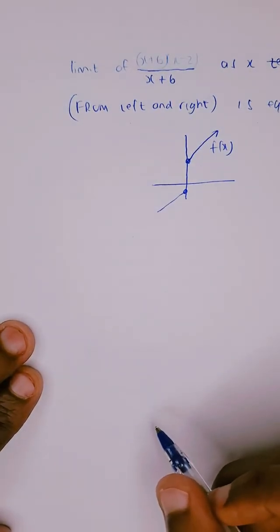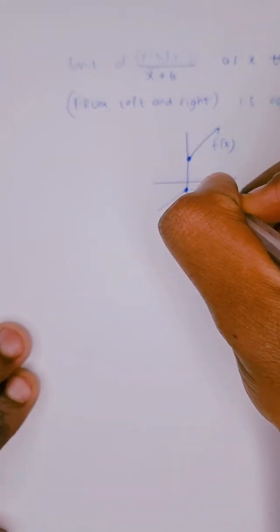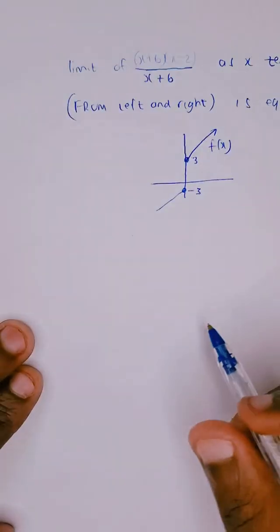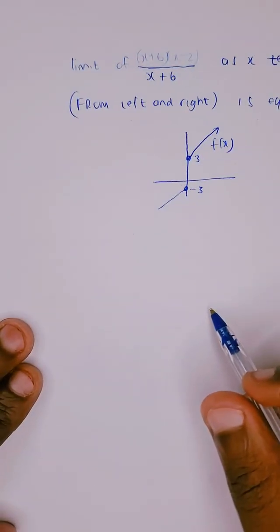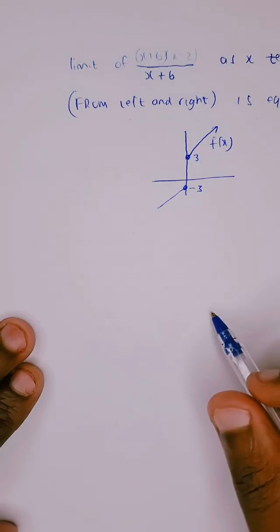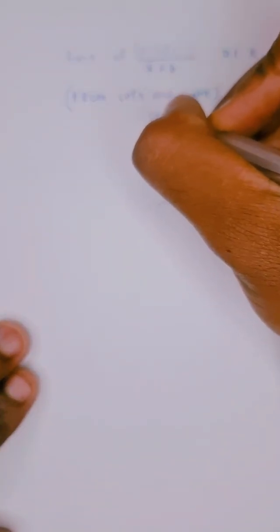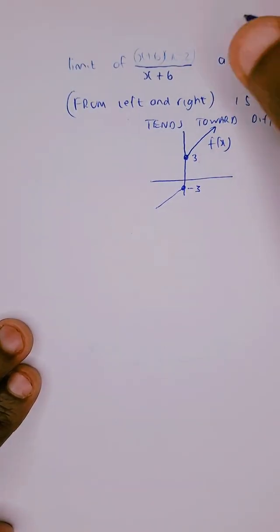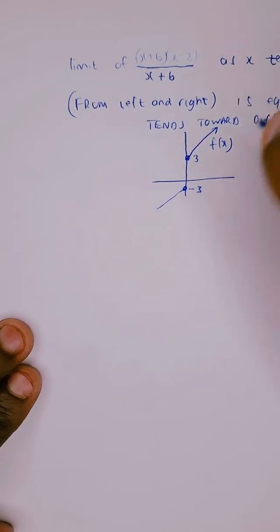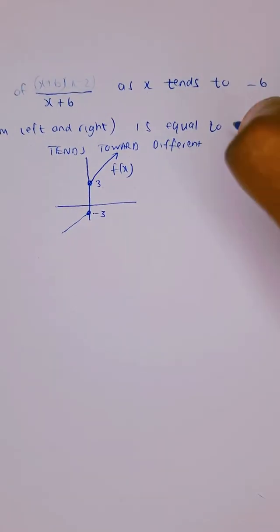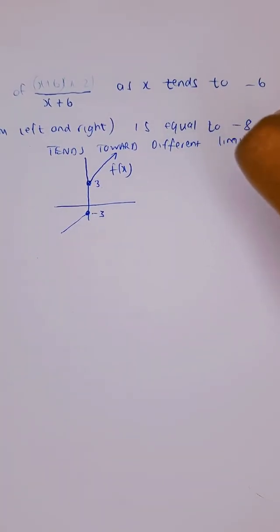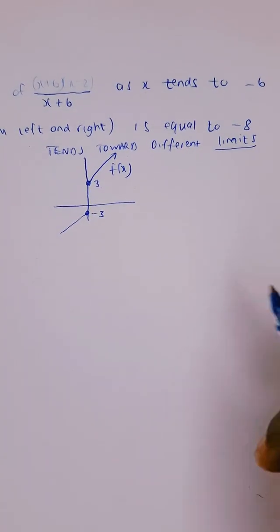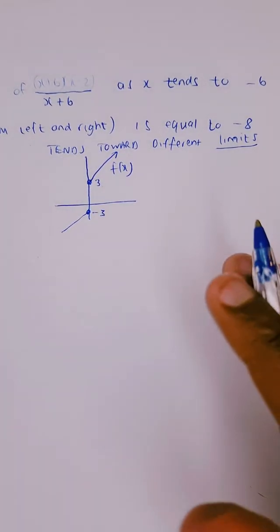So in other words, exactly what you see in the diagram. A situation where a function tends towards different limits. Maybe you're looking at this and wondering what that even means. Tending towards different limits. From the previous example, we were tending towards the same limit, which was -8. But in this particular scenario, we are tending towards different limits.